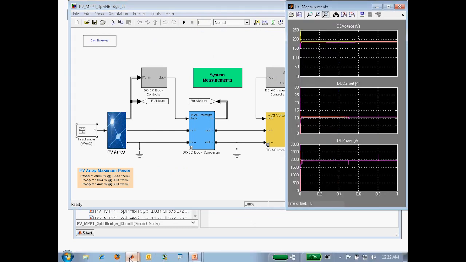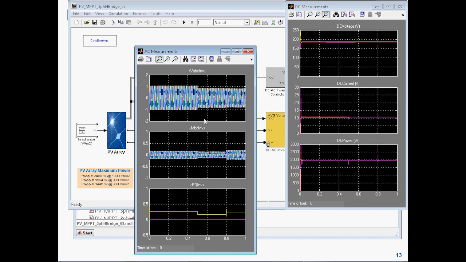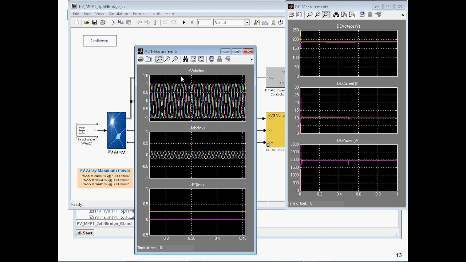AC side, where's my scope? Oh, here. On the AC side, I am producing 3-phase sinusoidal. Let me get a little closer here. So there's your 3-phase voltage and your 3-phase current and your AC power. The yellow line is, as I said, the active power on the AC side, and the magenta line is the reactive power on the AC side.